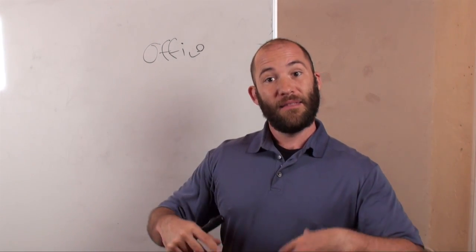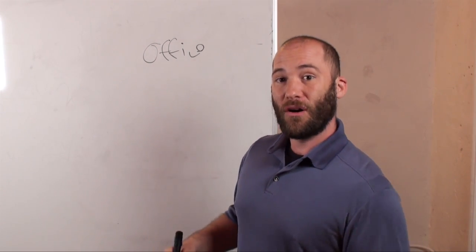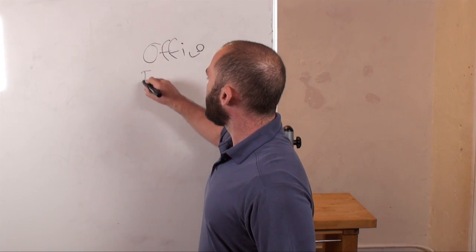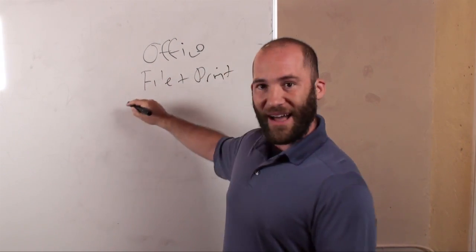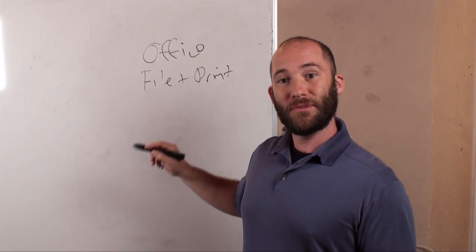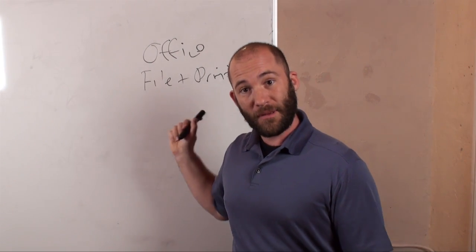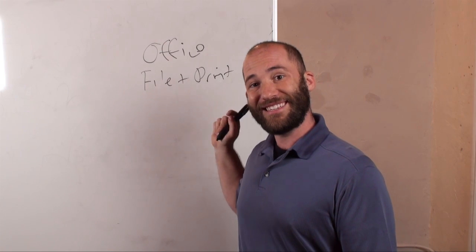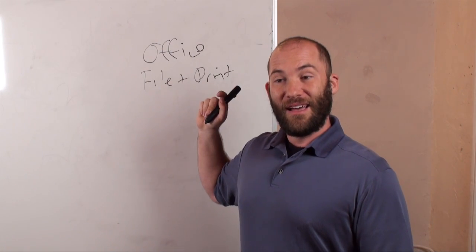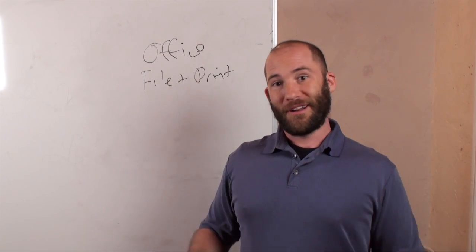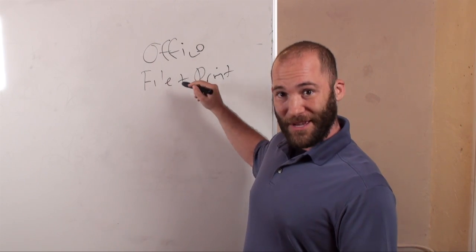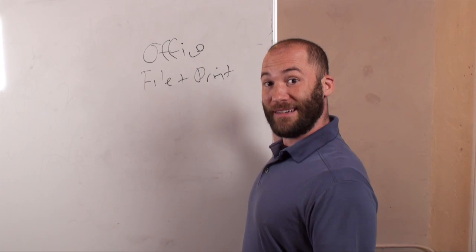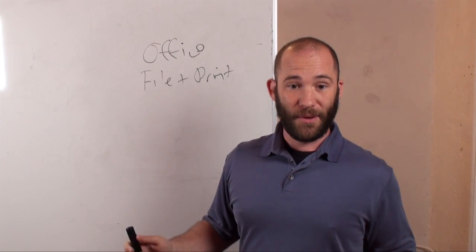The next thing that needs to be turned on is something called File and Print Sharing. File and Print Sharing is an actual service on your Windows computer. If this service is not turned on, then your work group's not going to work. You're not going to be able to share files and folders. So you have to make sure that File and Print Sharing is turned on.